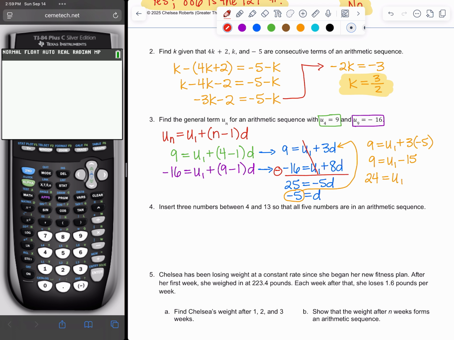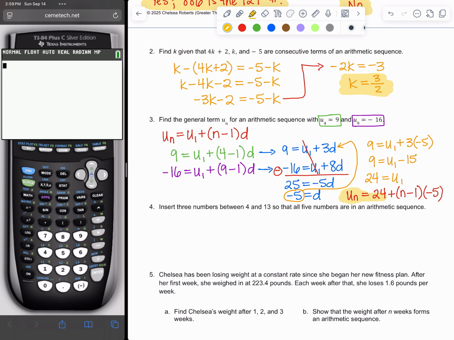So our general equation will be u sub n is equal to 24 plus n minus 1 times negative 5. Okay, so that will be our general term or our nth term.